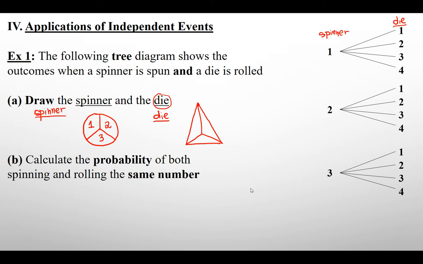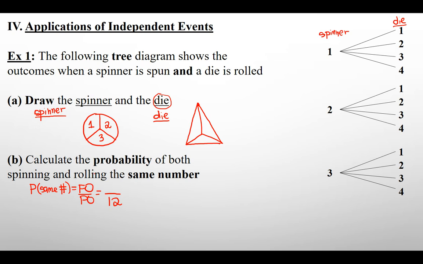Now I want to calculate the probability of spinning and rolling the exact same number. Okay, so we'll put down probability. And in brackets, we'll clarify what we're trying to do. We're trying to obtain the same number on the die. That's equal to your number of favorable outcomes divided by your number of possible outcomes. The number of possible outcomes is the total number of branches on the trees. That's 1, 2, 3, 4, 5, 6, 7, 8, 9, 10, 11, 12.